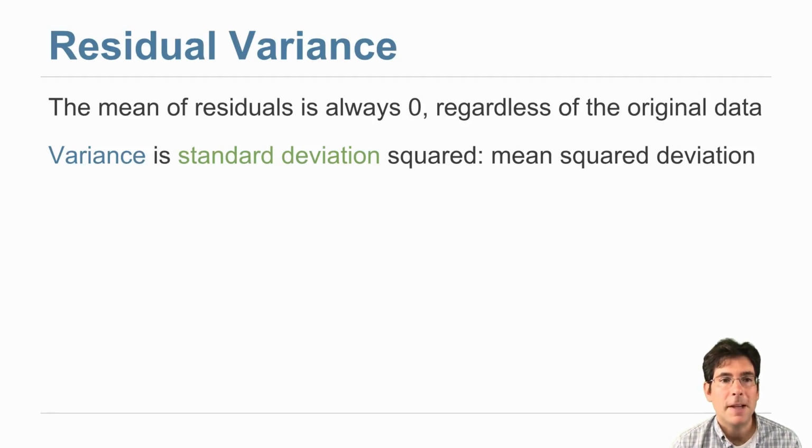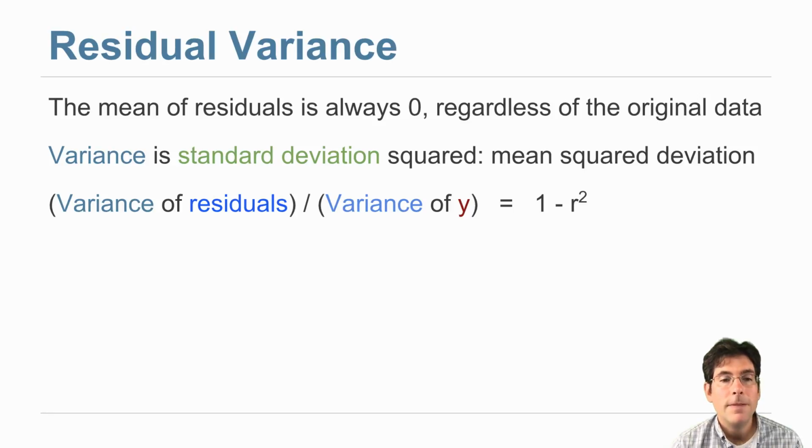Now for the rest of the mathematical properties, it's actually easiest to describe them in terms of a quantity called variance. Variance is the standard deviation squared. So standard deviation is the root mean squared deviation. Variance is the mean squared deviation. The variance of the residuals is never any bigger than the variance of the y values that you originally started with. And it's usually smaller.